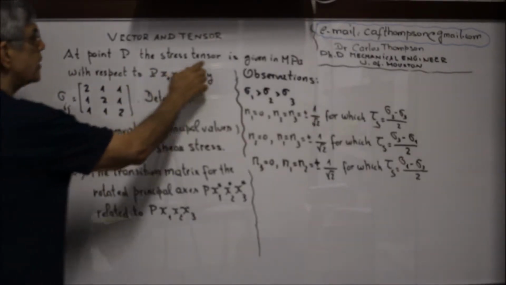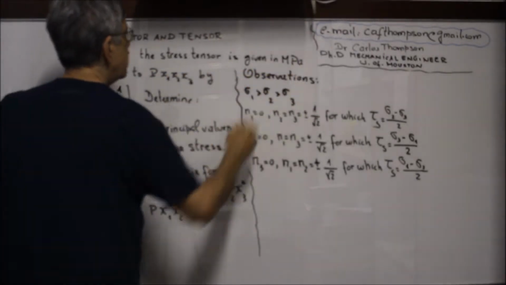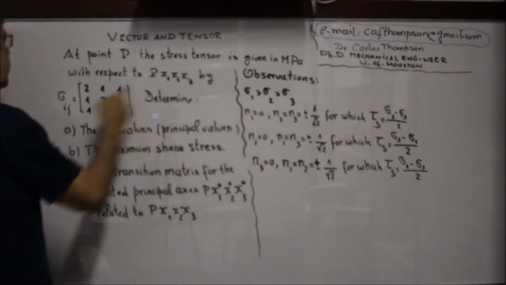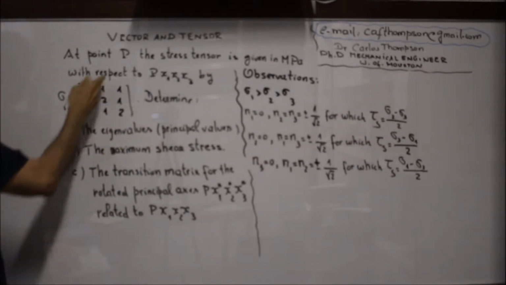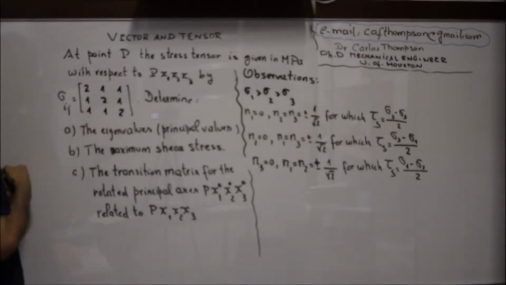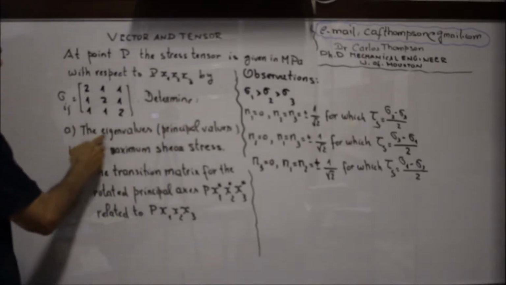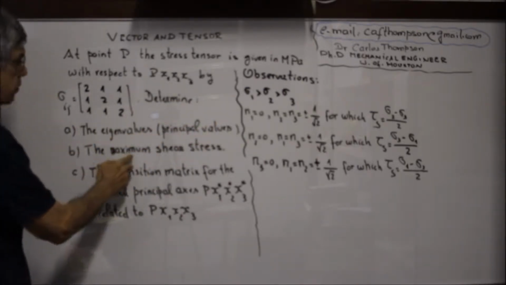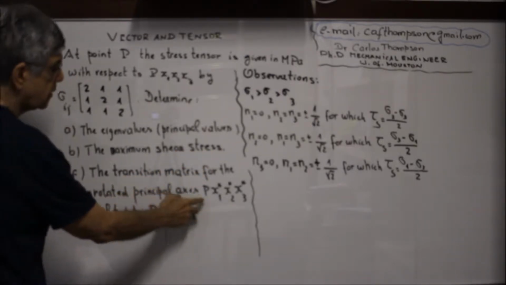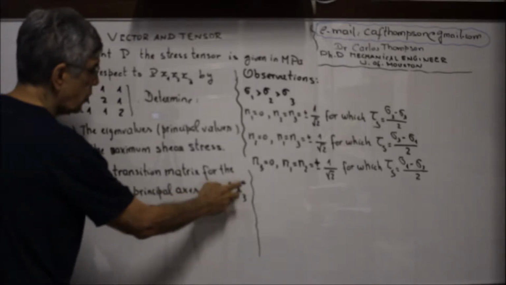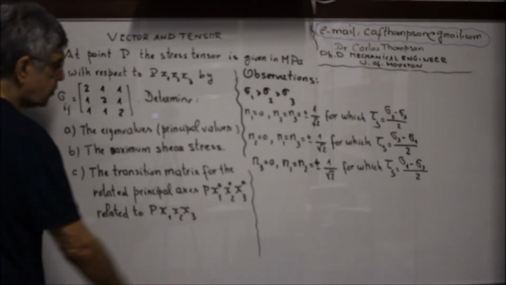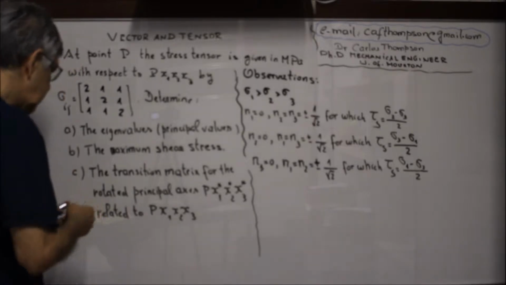At point P, the stress tensor is given in megapascal with respect to P x1, x2, x3 by this stress tensor matrix. You see that the stress tensor matrix is symmetric. So determine the eigenvalues, the principal values, the maximum shear stress, and the transition matrix for the rotated principal axes, P x1*, x2*, and x3*, related to the P x1, x2, x3 axes.